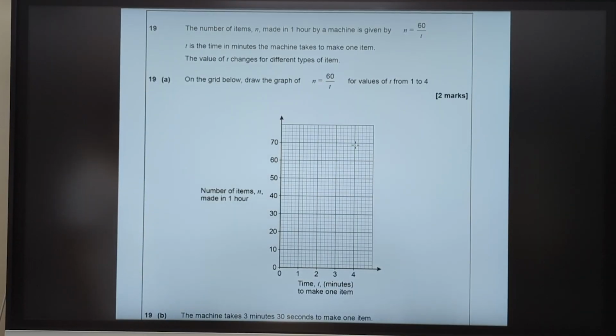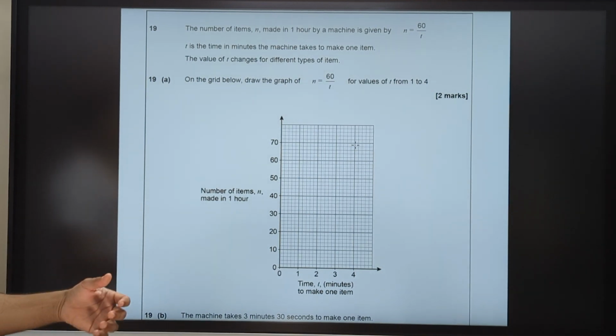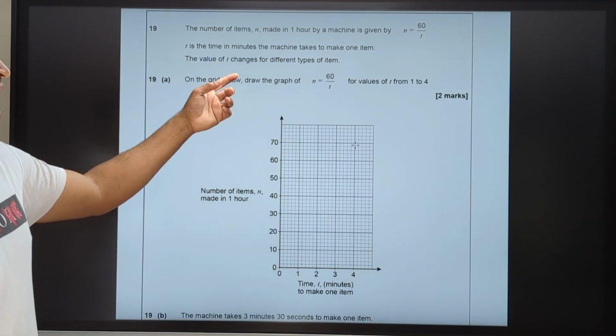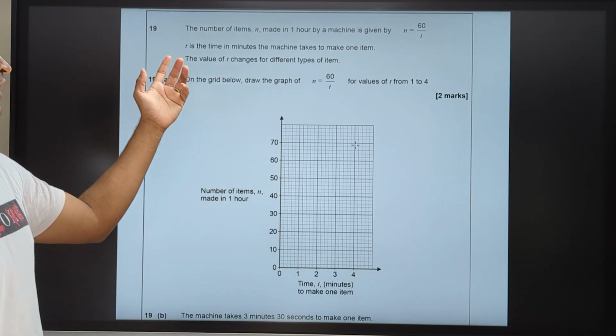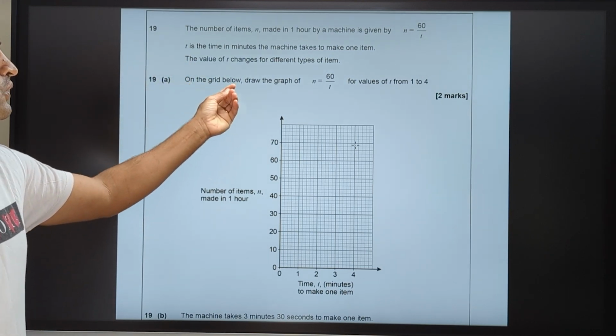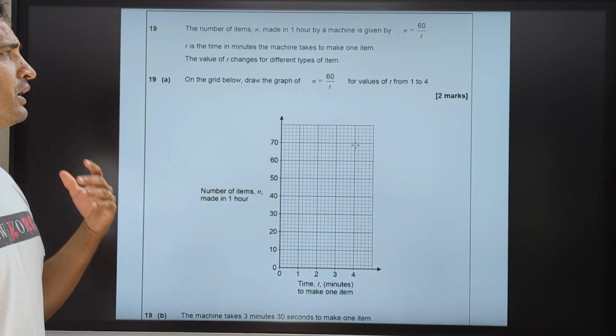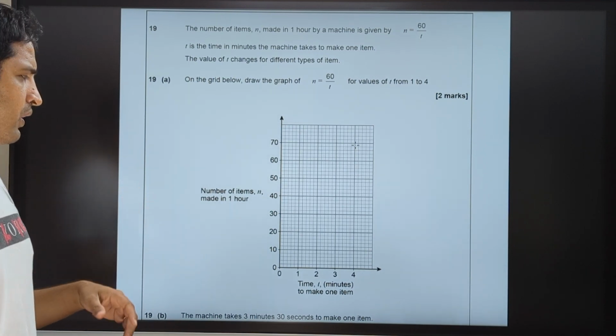N is given by 60 over t. The t is the time in minutes the machine takes to make one item. So the number of items you would get is 60, the minutes in 1 hour, divided by the time it takes to make one item. So the value of t changes for different types of items. On the grid below, draw the graph for n equal to 60 over t, where the value of t ranges from 1 to 4.